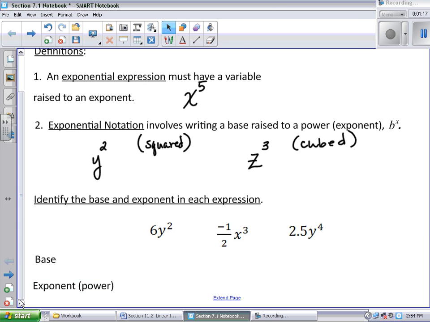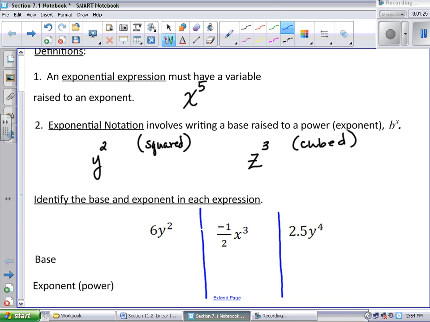In the following exponential expressions, we're going to identify the base and the exponent for each of those expressions. So we have three separate expressions here, and we're going to identify base first. So 6y squared, the base, what is being raised to the exponent? That is just the y. This expression is 6 times y squared. Negative 1/2 x cubed. Remember again, there's a multiplication here. Negative 1/2 times x cubed. The thing that's being cubed is just the variable x.